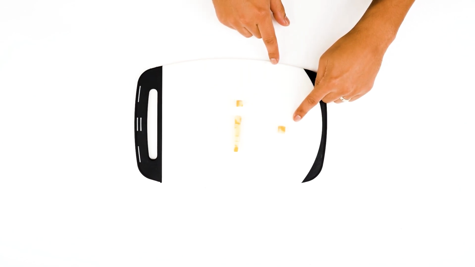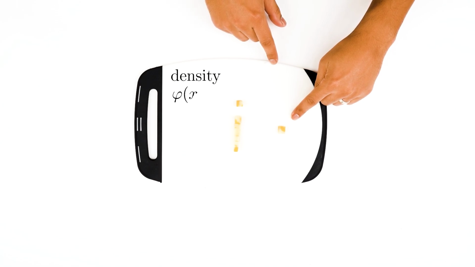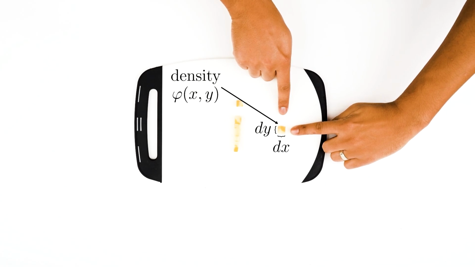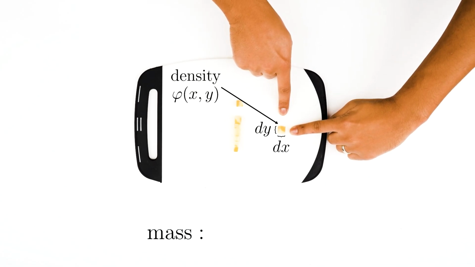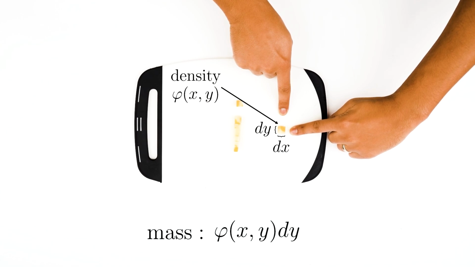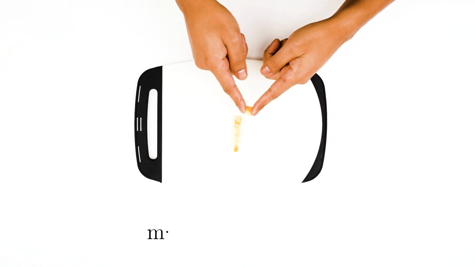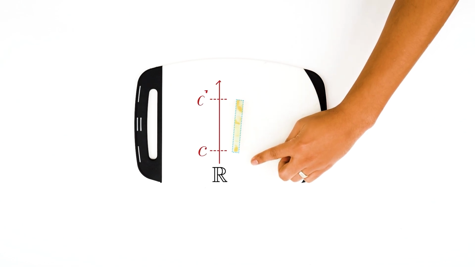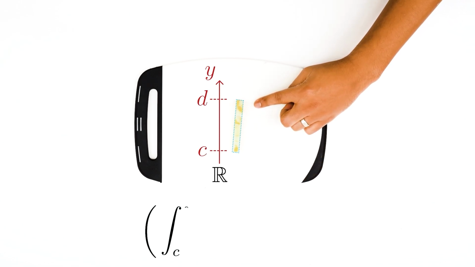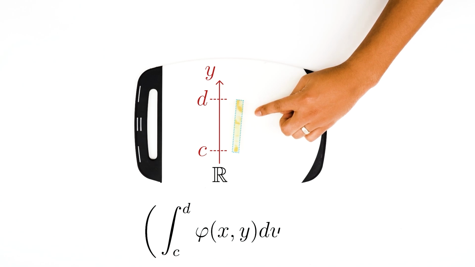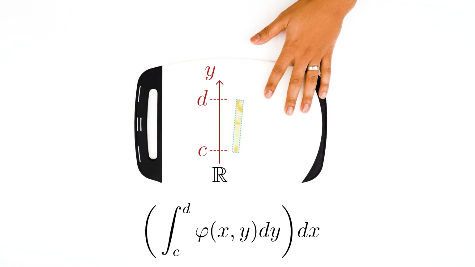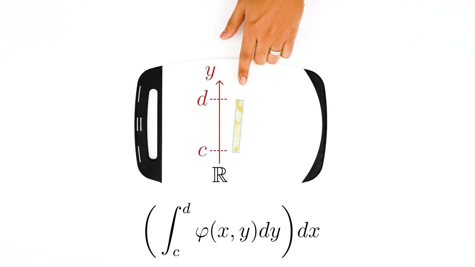This piece of the x slice has density phi of xy. It has length dy and width dx. So its infinitesimal mass is phi of xy times dy times dx. Totaling up the contribution of these little cubes, I must integrate along the y-axis to get the integral from c to d of phi of xy dy, all of that times dx. This expression corresponds to the infinitesimal mass of our fixed x slice.